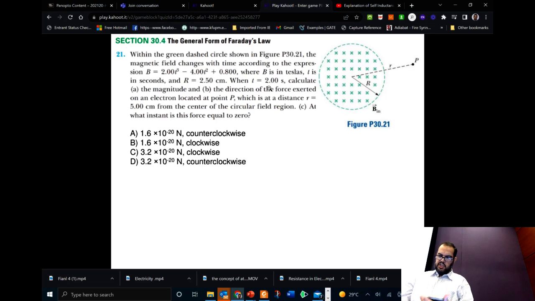This is the general form of Faraday's law, which is the integral over a closed loop of E dotted with ds, equal to the derivative of the magnetic flux.